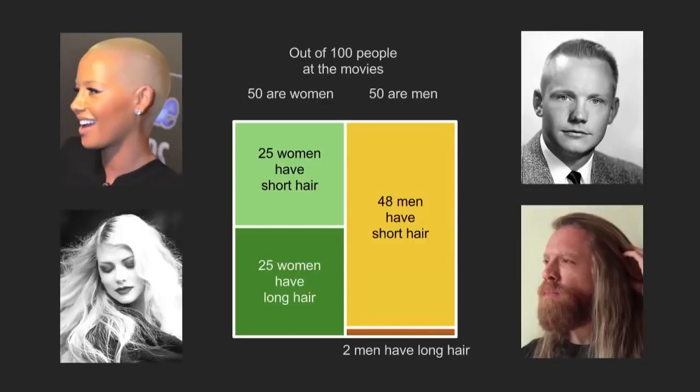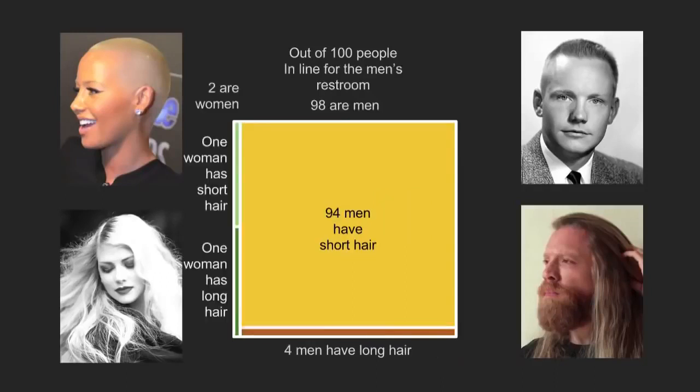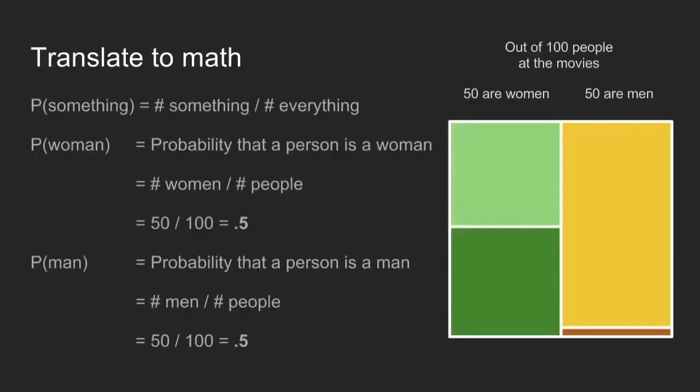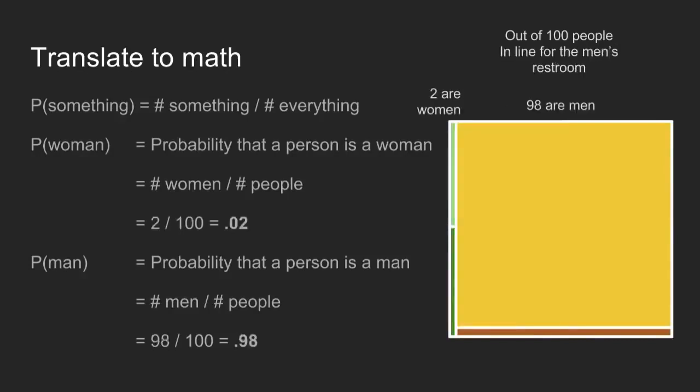So to draw this a little differently, out of 100 people at the movies overall, we'll make this assumption explicit: 50 of them are women, 50 of them are men, so this is how the different categories break down. In the line for the men's restroom then, they break down a little differently. So to translate this to math, the probability that a person is a woman is the total number of women divided by the total number of people, 50%. Similarly for men. Moving to the men's restroom line, the probability that someone is a woman is 2%, 98% for men.